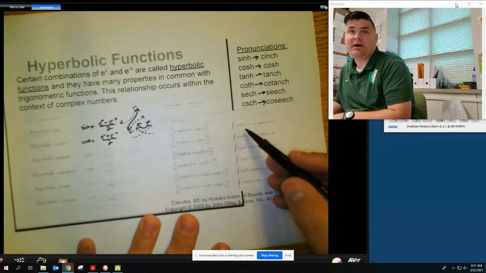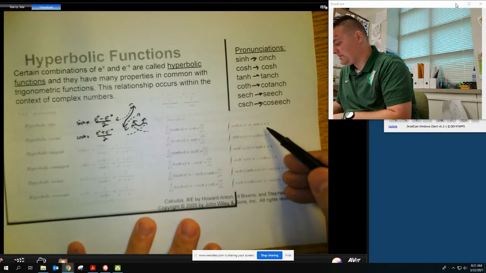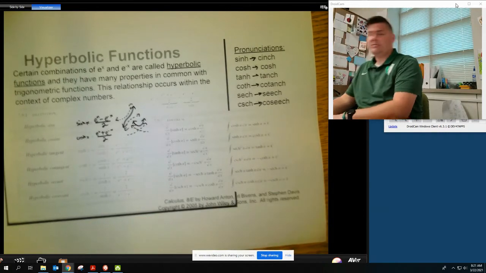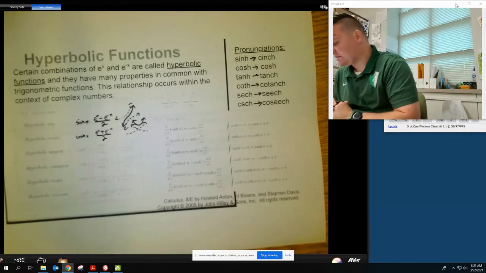And same thing for antiderivatives or integrals. The integral of cosh is sinh plus c. The integral of sinh is cosh plus c. And then you get the idea from there. Again, if you have this printed out, it's a little bit easier to see this.